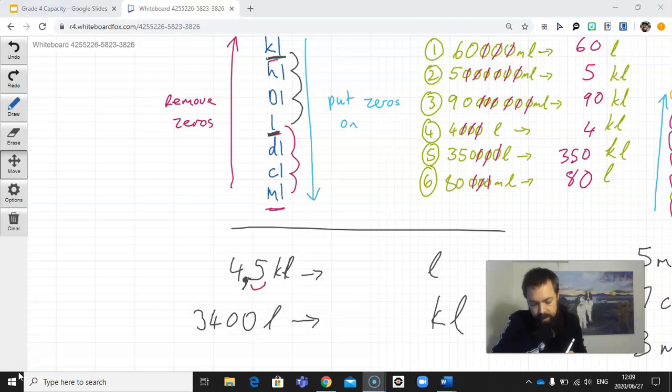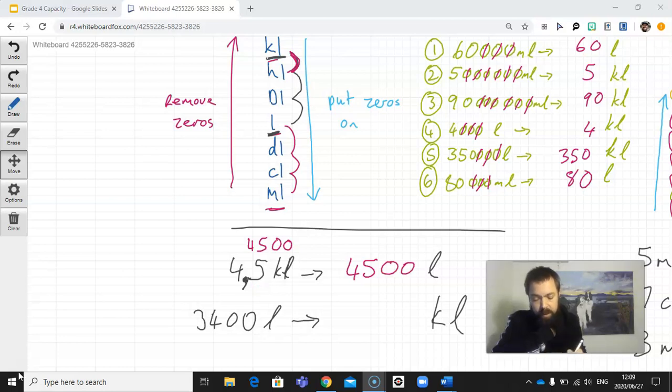So that's 1 to move it there, which would make it 45. And now I still need to add another 2 zeros. So the first jump from there to there was moving the comma from in front of the 5 to after the 5, and then I add 2 zeros, which is the same as moving the comma down a little bit. So my answer then is 4,500 liters.